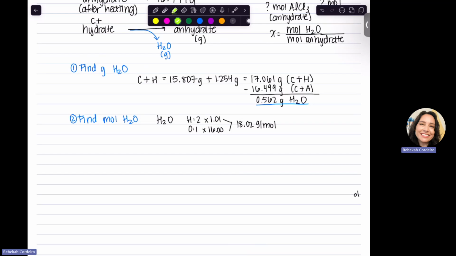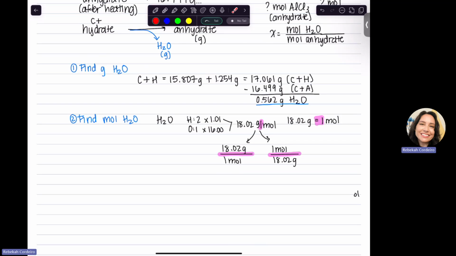Remember that if we have this per here, that is like the horizontal line of a fraction. So we could write 18.02 gram over 1 mole, or we could write 1 mole over 18.02 gram. And so that per is acting as the horizontal line of a fraction, or you can think about it also as 18.02 gram equals 1 mole. And then just remember that if two things are equal to each other, we can put them on top of each other in a fraction. So however you want to think about the conversions, that's kind of how we can look at it.